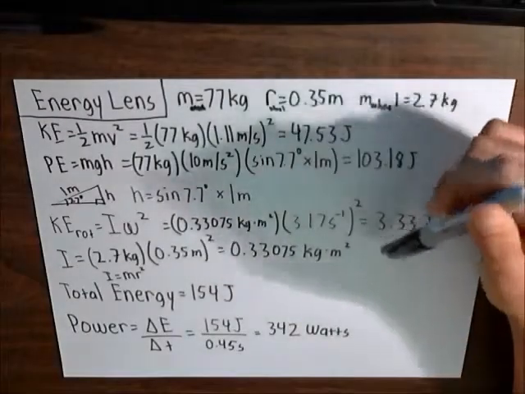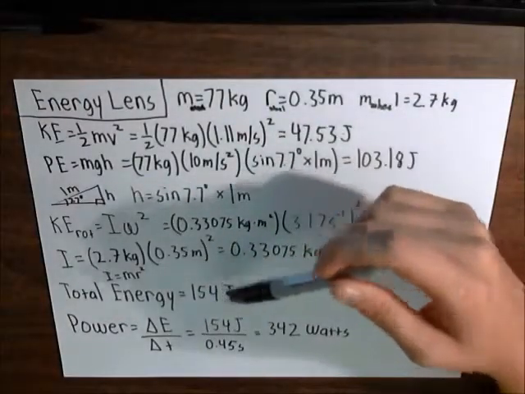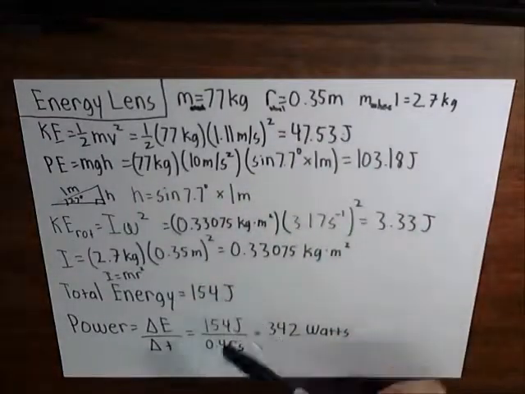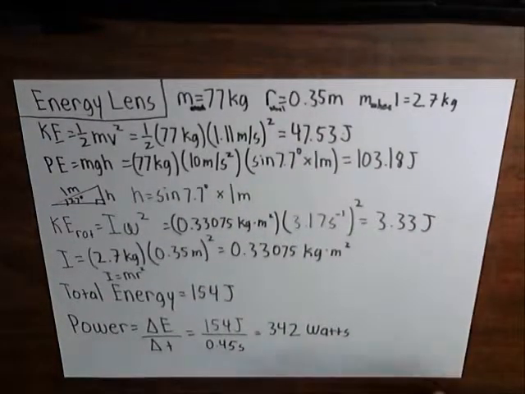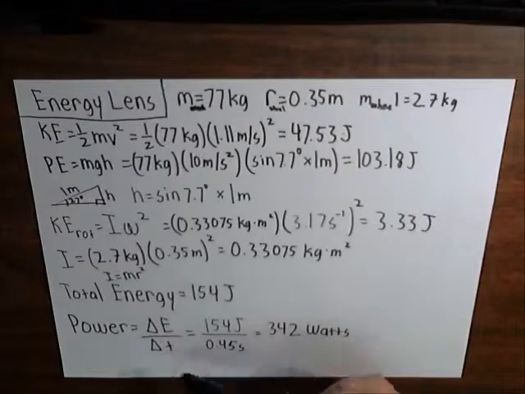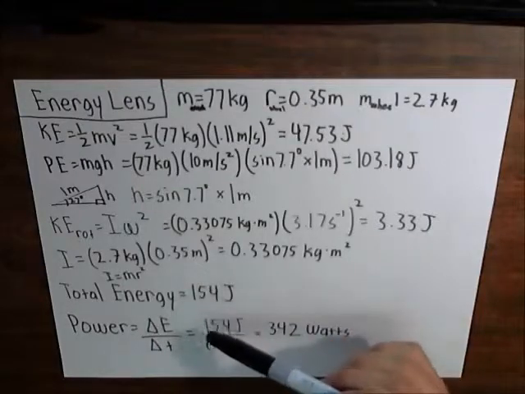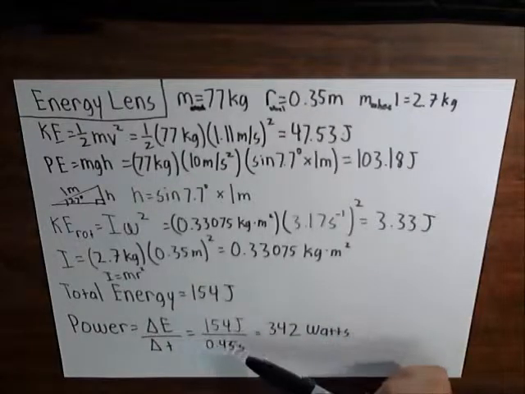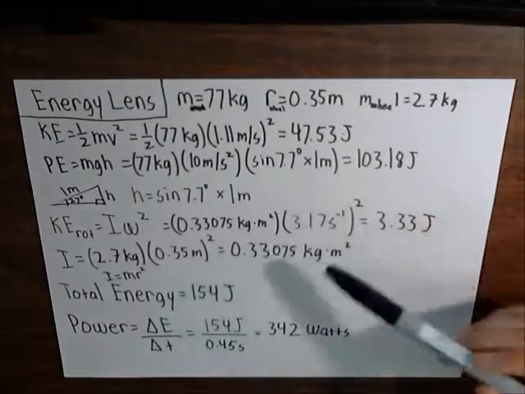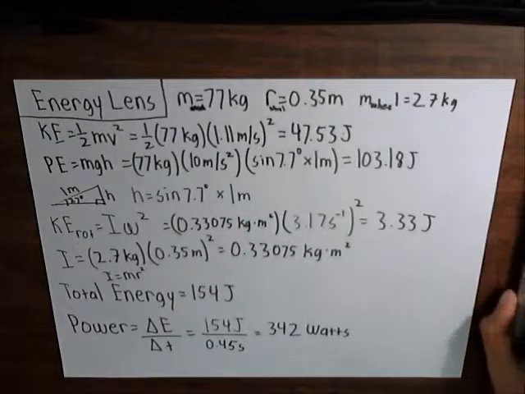So now if we add all of these together, we get this total energy, 154 joules, and to find our power, it's just the change of energy over the change in time, so 154 joules over 0.45 seconds, and we get 342 watts.